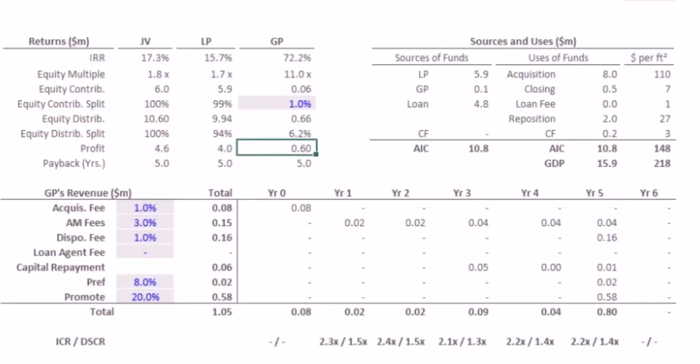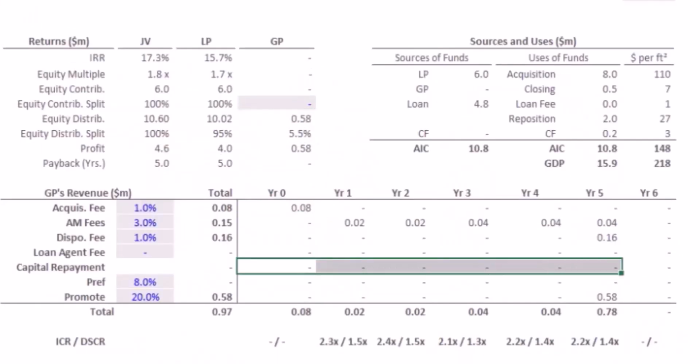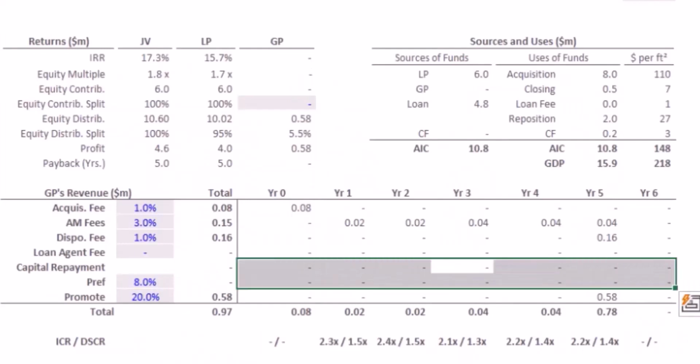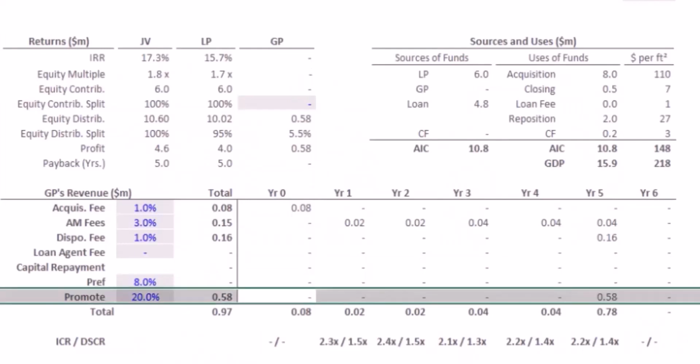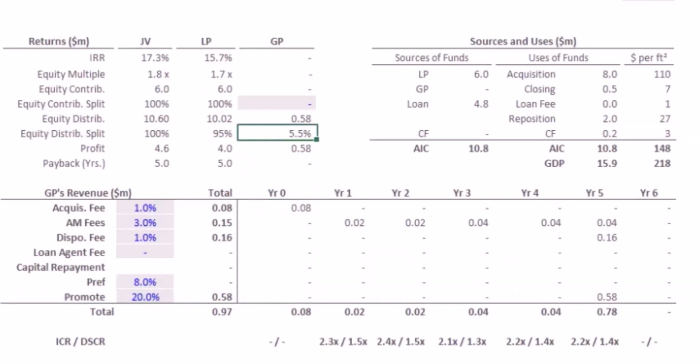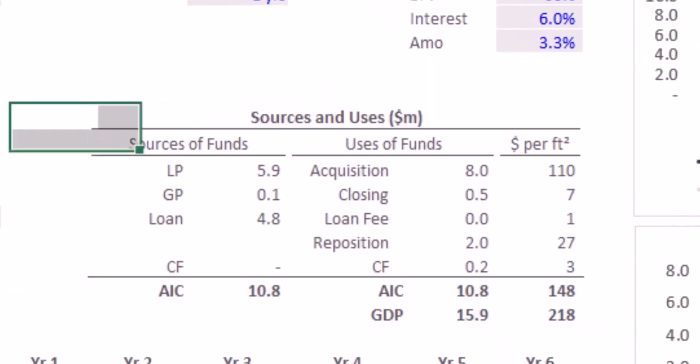If the GP invested no equity capital, he would obviously not get any capital repayment, nor any preferred return, only a promoted interest, which would be equivalent to about 5.5% of the equity contributions. Let's now look at the sources and uses of funds report, which basically answers the following questions.